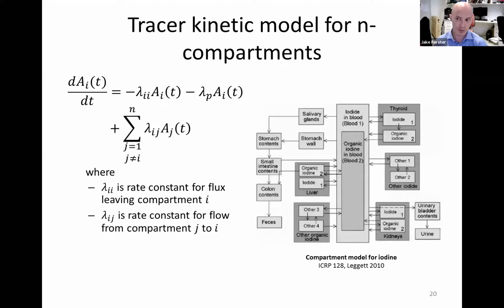The time rate of change of the activity in compartment I can be written like that. The very first term is the activity flowing out of compartment I. The second term is physical decay. And then the summation and all of the other terms are activity that is flowing into compartment I from compartment J.